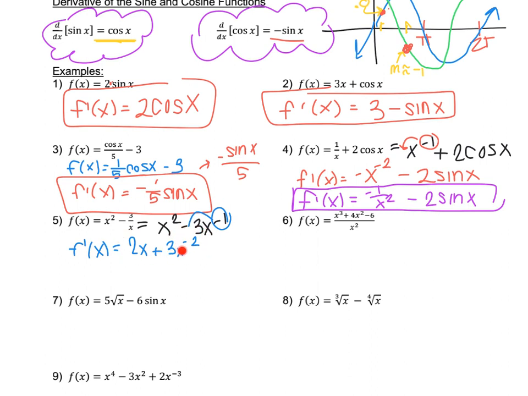We just need to rewrite because I've got a negative exponent. So this would give me my final answer of 2x plus, instead of 3 times x to the negative 2, it would be 3 times 1 over x squared, which can be rewritten as 3 over x squared.